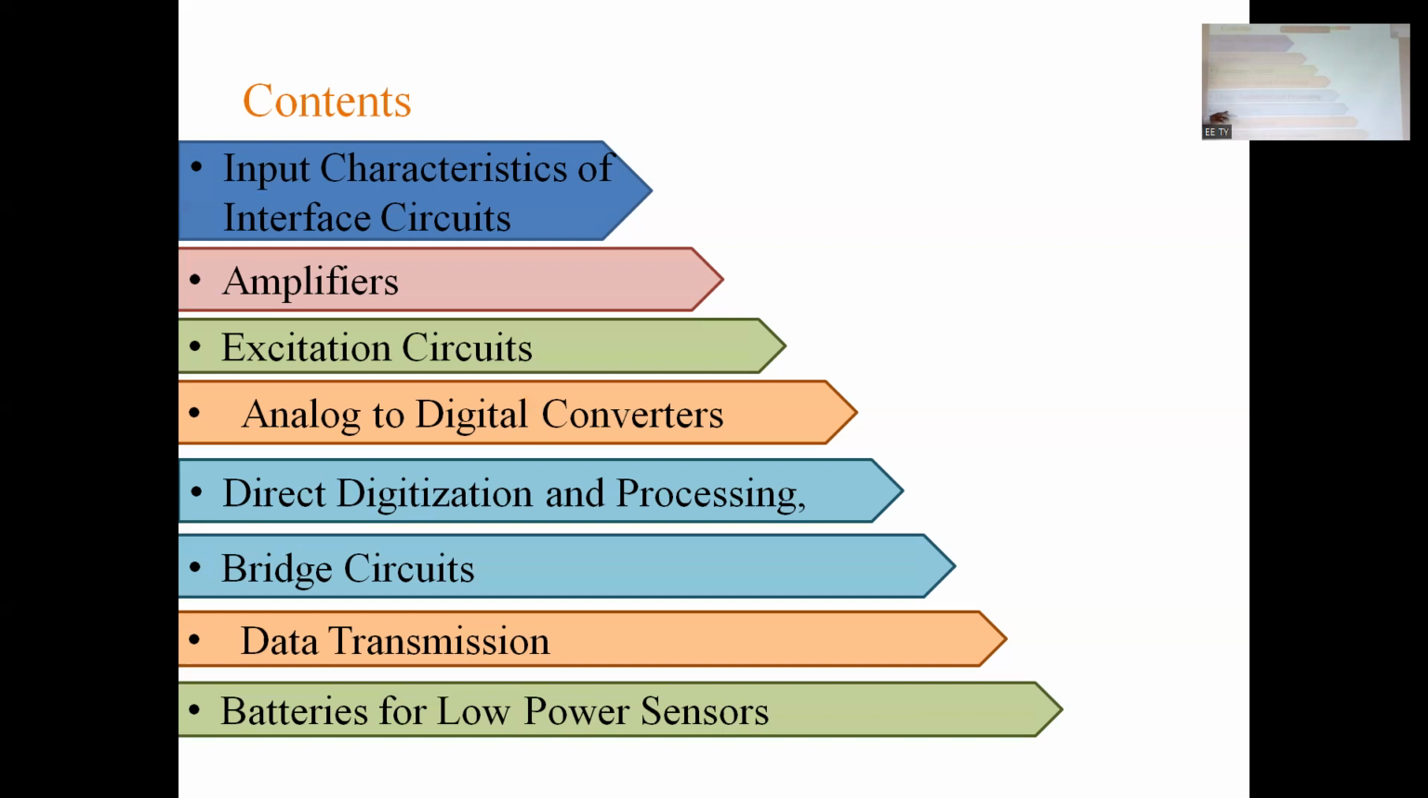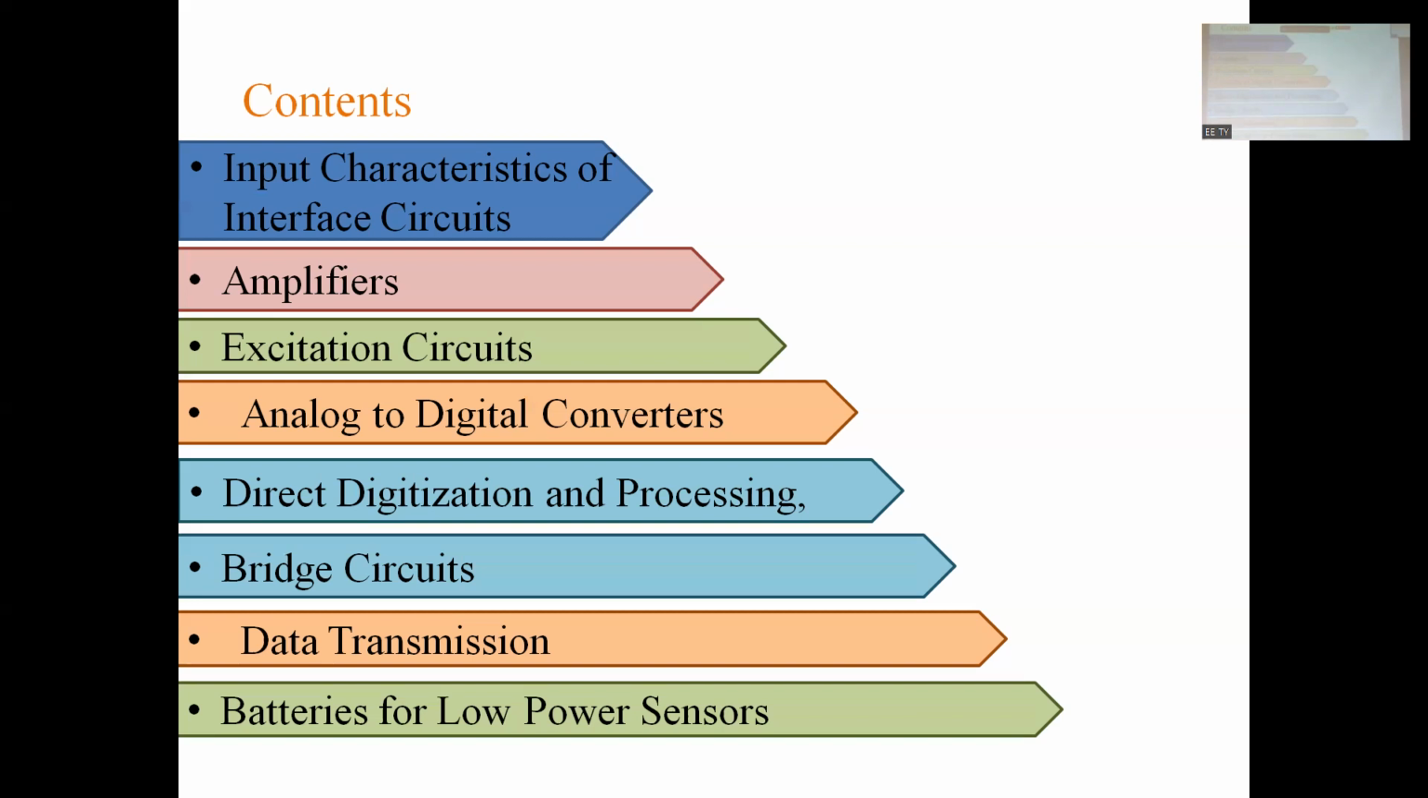Then the bridge circuit, which is also electronic circuitry. We want to understand different types of bridges, like the Wheatstone bridge or other types of bridge. Then data transmission, how the data can be transferred. The last point is batteries for low power sensors. Which types of battery can be used for low power sensors? A battery is used as excitation for a low power sensor.